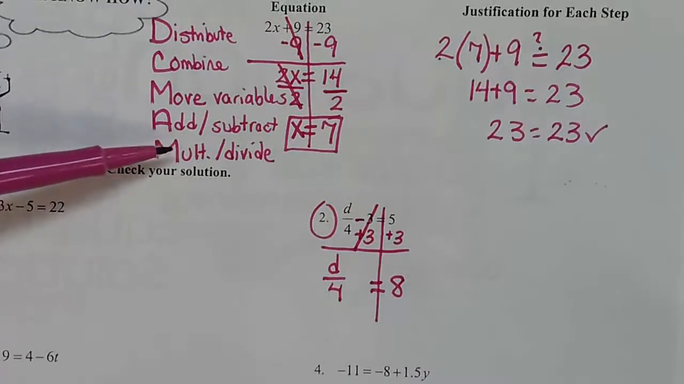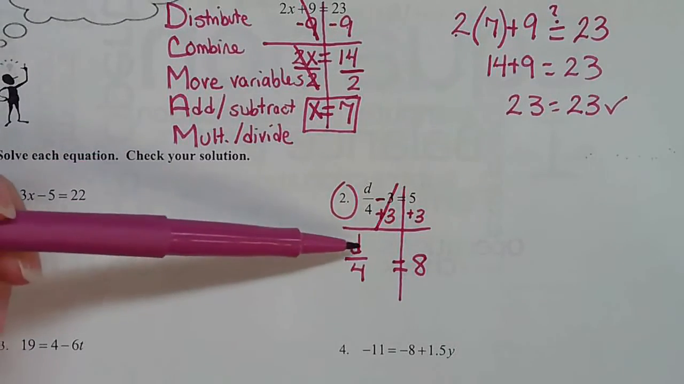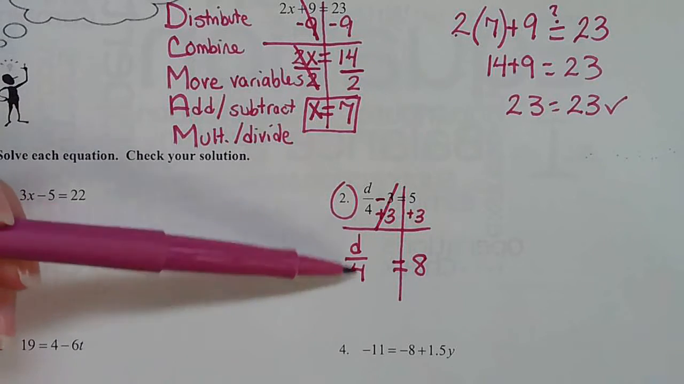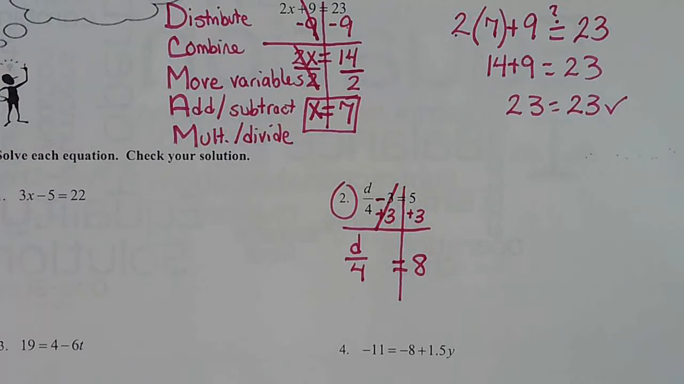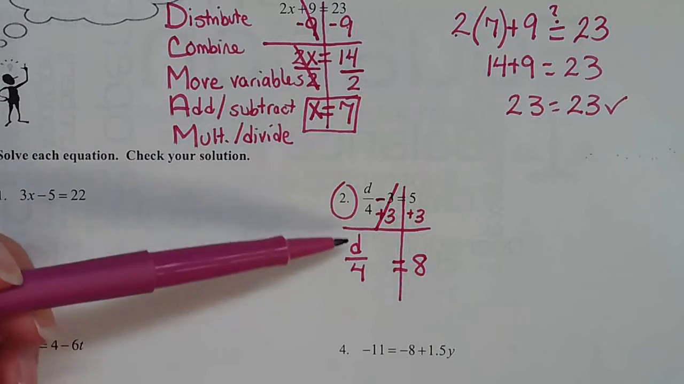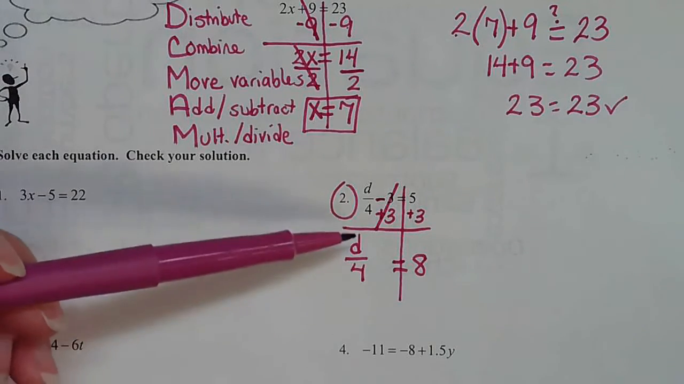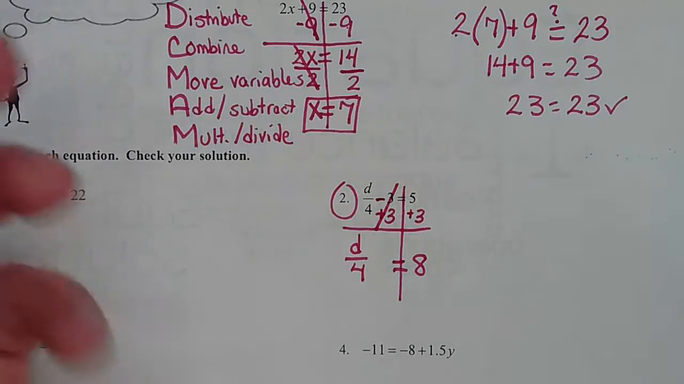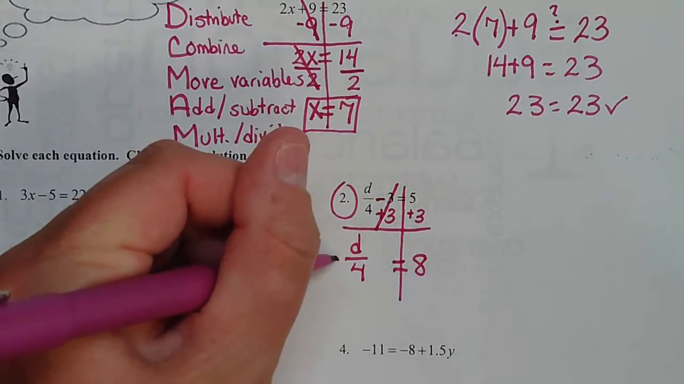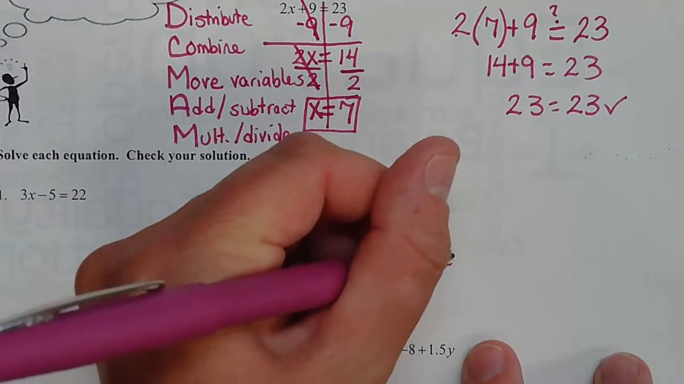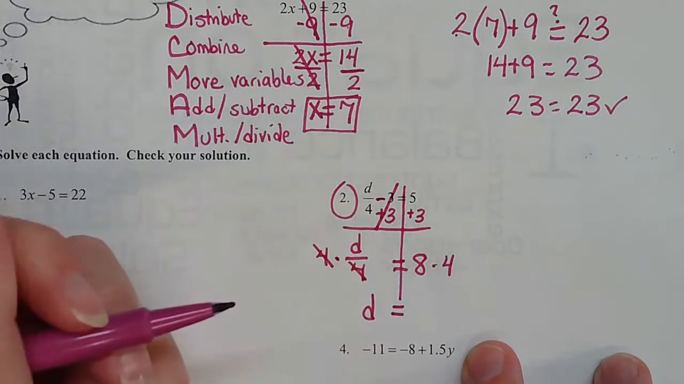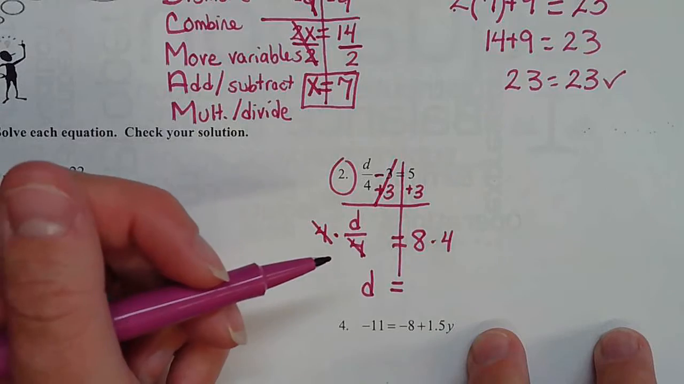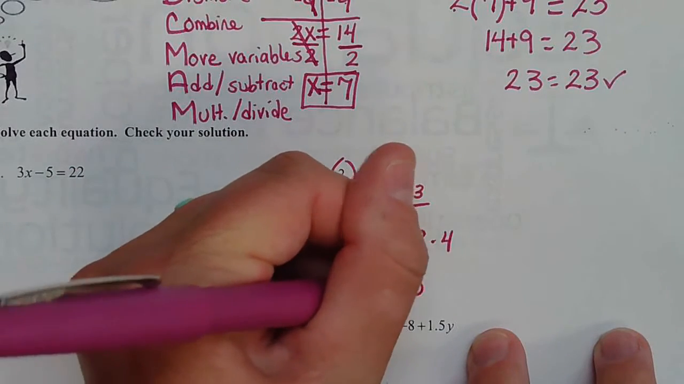So now I have multiply or divide. What operation is going on between the d and the 4? Division. All fractions are. Don't be so scared of fractions. They're just little bitty division problems. So to undo division, what do we do? Multiply. If this is divide by 4, I'm going to multiply by 4. Cancels on the left. Bring down d. Bring down equals. And 8 times 4 is 32.